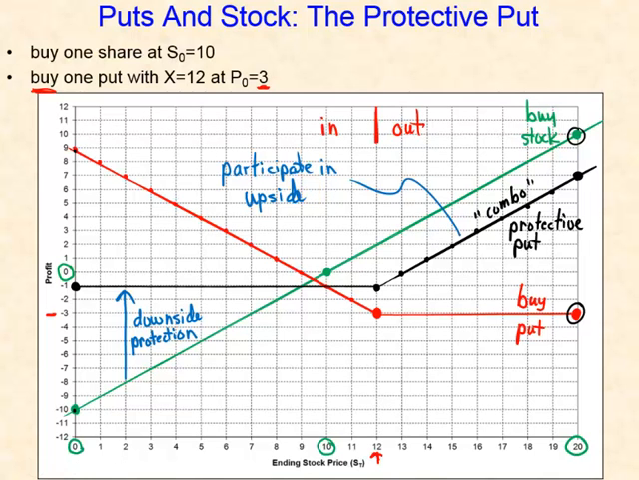Protective puts work better as a hedging instrument than covered calls. They give us downside protection, and they allow us to participate in the profits on the upside. So why not use a protective put always? The reason is we have to pay for the put option here. And when we pay for that put option, we immediately lose the $3 premium.